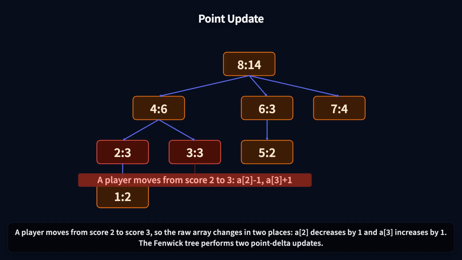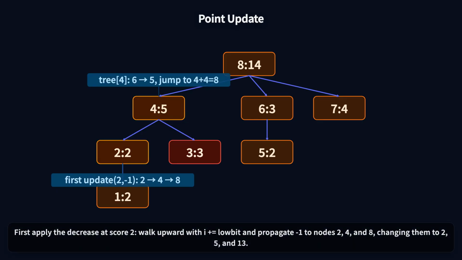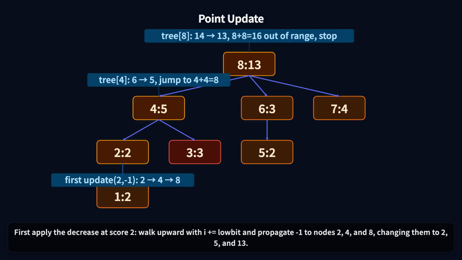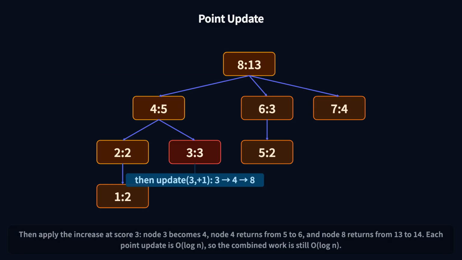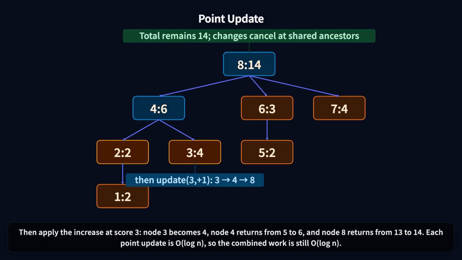A player moves from score 2 to score 3, so the raw array changes in 2 places. A 2 decreases by 1, and a 3 increases by 1. The Fenwick tree performs 2 point delta updates. First, apply the decrease at score 2. Walk upward with i plus equals lowbit and propagate -1 to nodes 2, 4, and 8, changing them to 2, 5, and 13. Then apply the increase at score 3. Node 3 becomes 4, node 4 returns from 5 to 6, and node 8 returns from 13 to 14. Each point update is O(log n), so the combined work is still O(log n).